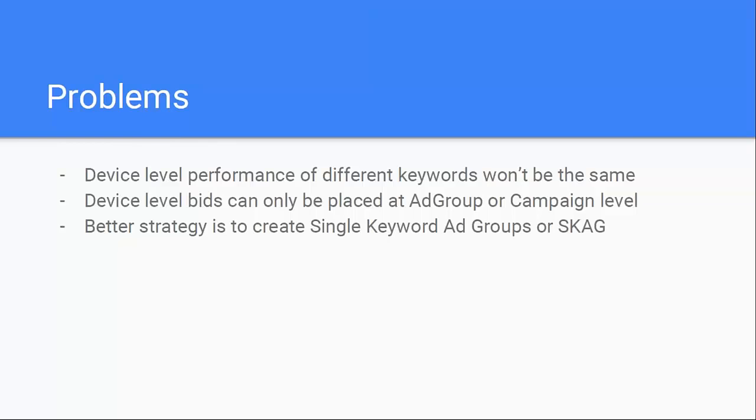So you can place device level bids only at the ad group level or at the campaign level. Campaign level is the least efficient, but ad group level is the max that you can go. So the best strategy here then is to create single keyword ad groups. This is a very commonly used term if you are familiar with Google AdWords. A lot of experts suggest creating single keyword ad groups, or SKAG as they are commonly known.